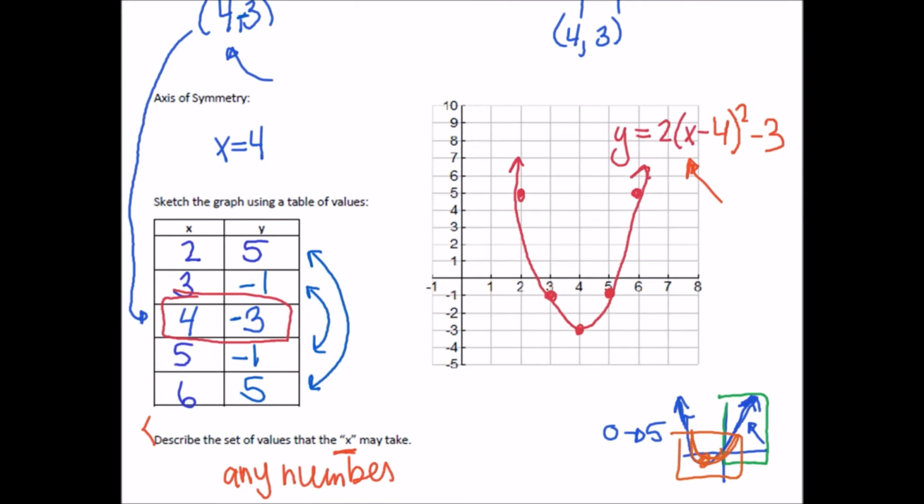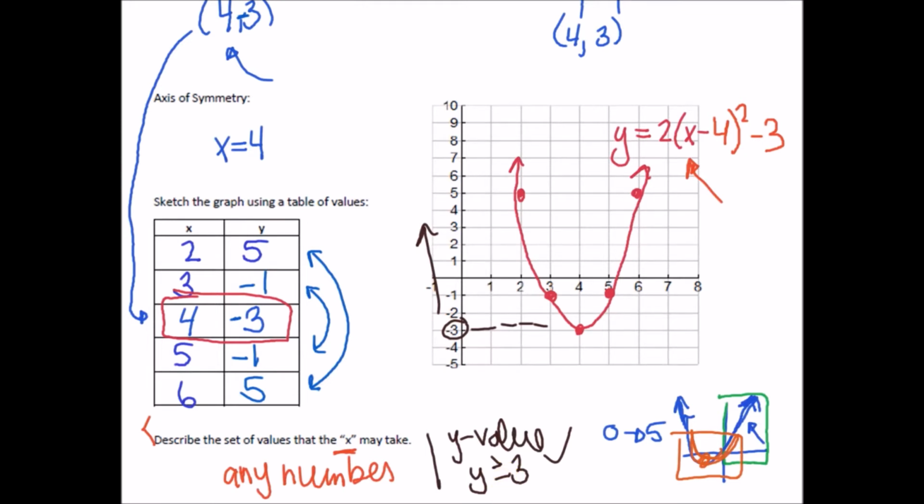And the last question, what numbers can y take? I'm just going to add this here because it's just underneath. So the y value. If you think about it, the smallest y value is going to be this negative 3. And every single y value is going to be above that. So as long as y is greater than or equal to negative 3, it's going to be graphed.